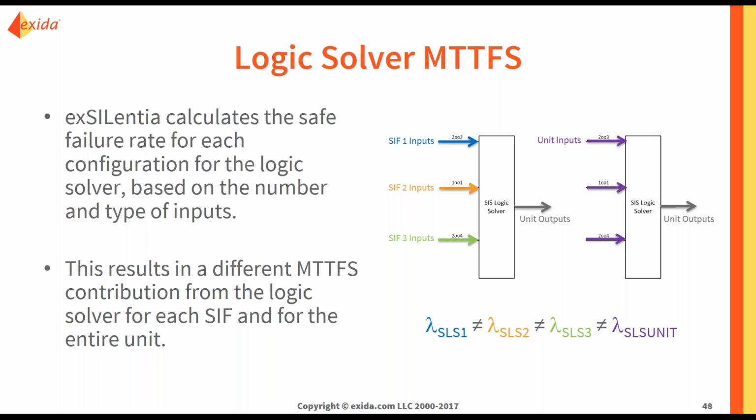In this case, the outputs are consistent, but you could see how the safe failure rate of the logic solver is not going to be the same for SIF 1, SIF 2, SIF 3, or the entire unit. They're all different safe failure rates. This results in a different MTTFS contribution from the logic solver for each SIF and for the entire unit. Again, this would be very complicated to do by hand because it's different for each unit. Luckily, exSILentia will do that for you.